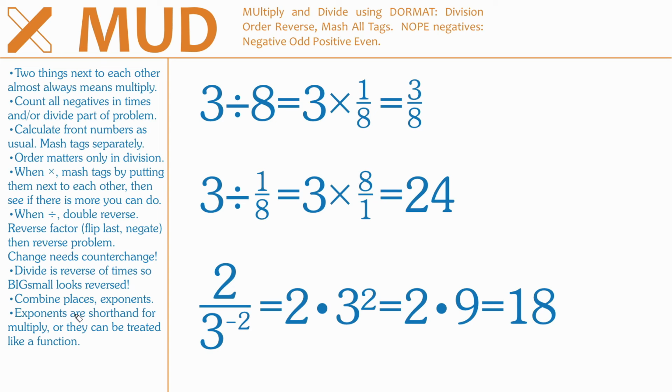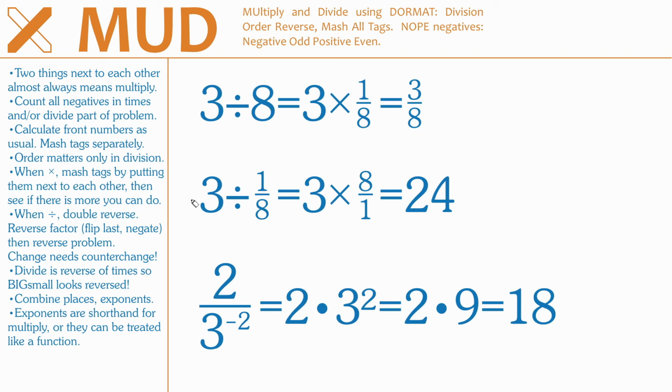And that is where we have change needs counter change. So I don't like the division problem. I don't know how to solve it, or I just want to do it in an easier way. Fine. You can change it. But remember, you can't change the overall problem. Can't change the value of the problem. So if I want to change division to multiplying, there's a price to pay. I have to reverse something else.